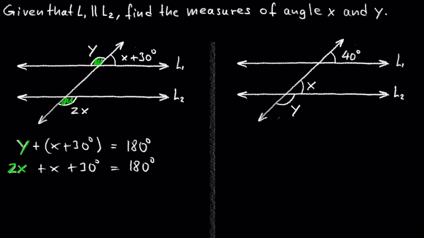2x plus x is 3x. And 180 degrees minus 30 degrees is 150 degrees. And 150 degrees divided by 3 is 50 degrees. So we get x equals 50 degrees.